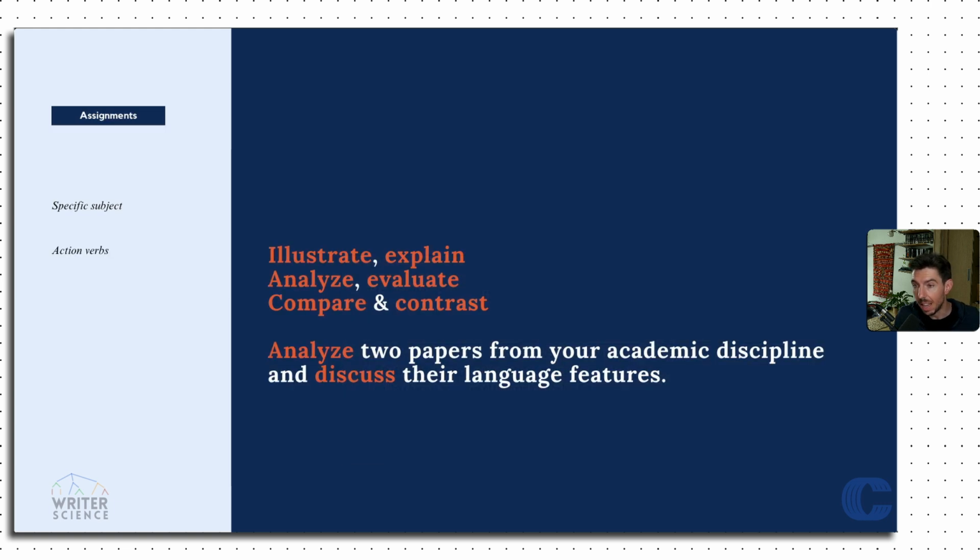I haven't seen the exact writing prompt for this, but I assume it's going to use some of these key action words, such as illustrate, analyze, compare, and contrast. All of these are very different tasks from summary. Generally, this assignment is asking you to analyze two papers from your academic discipline and discuss the language features that are in them. That's very different than summary. This is analysis that we're talking about here.